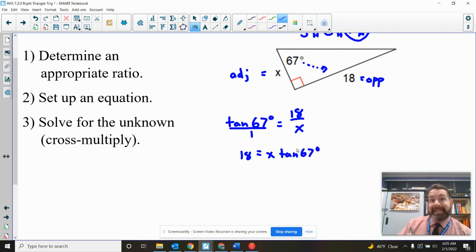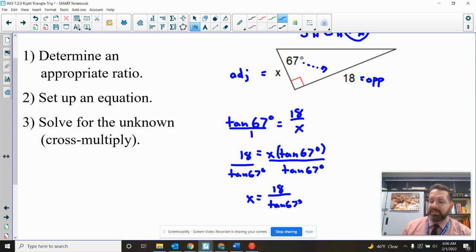And remember, tangent of 67 degrees is just a number. So we're going to divide that number now over to the other side. Those reduce. I've got the x by itself. So the number I'm looking for is 18 divided by the tangent of 67 degrees. We're now going to go to a calculator and get a decimal approximation.